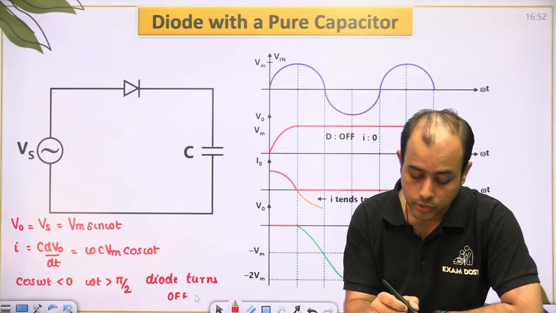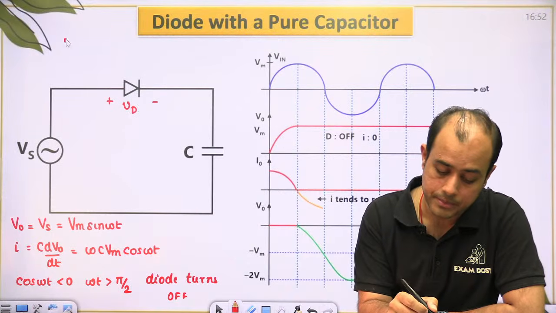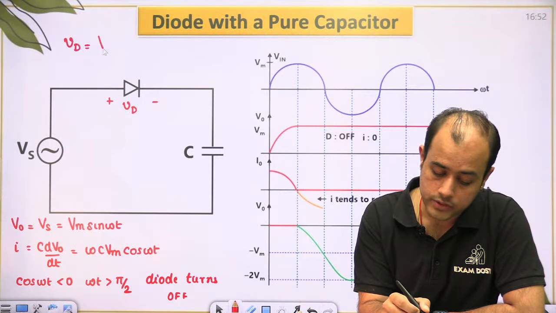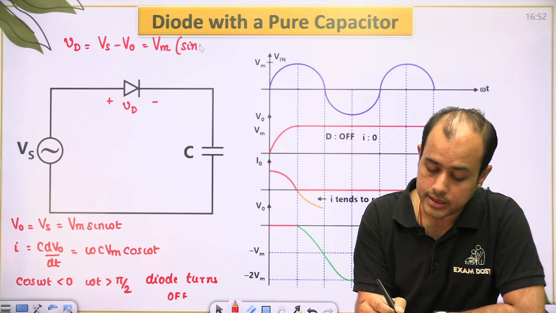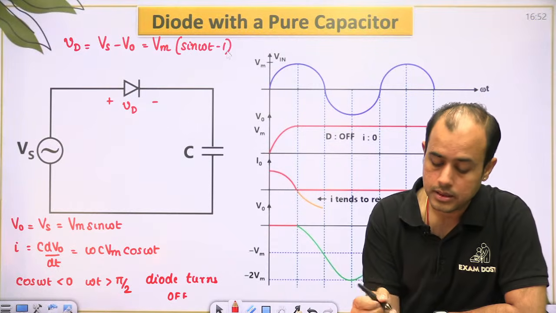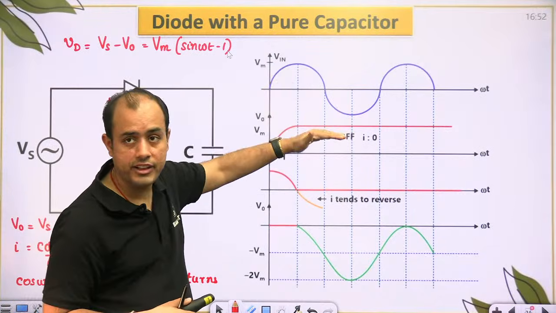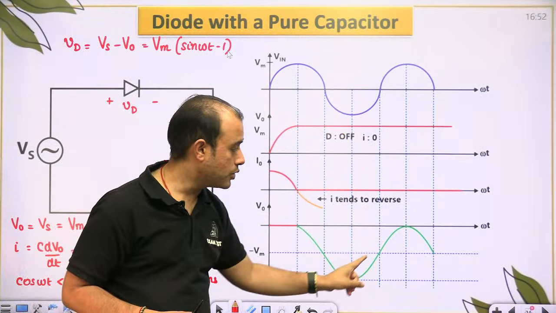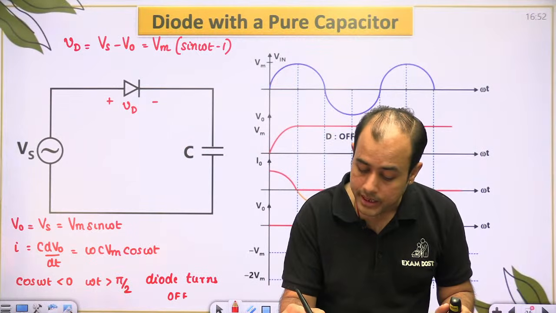So the diode voltage then becomes, because capacitor is charged up to Vm, diode voltage will be supply minus V naught, or Vm sin omega t minus 1. ठीक है? तो ये जो साइन ओमेगा टी वाला ग्राफ है, इसको Vm नीचे शिफ्ट कर दीजिए, तो यू विल गेट द डायोड कर्व. तो डायोड ऑलवेज रिमेन्स रिवर्स बायस्ड.